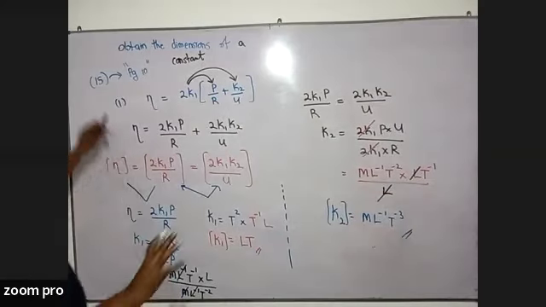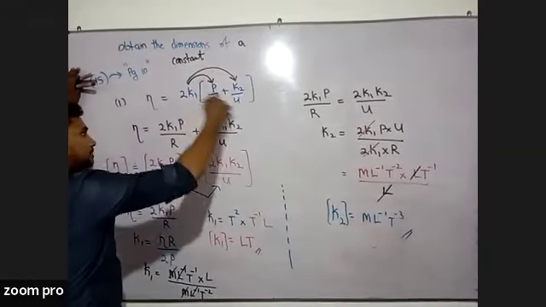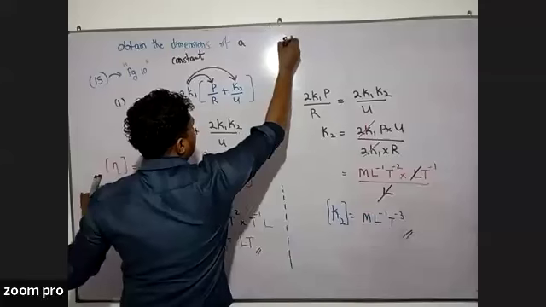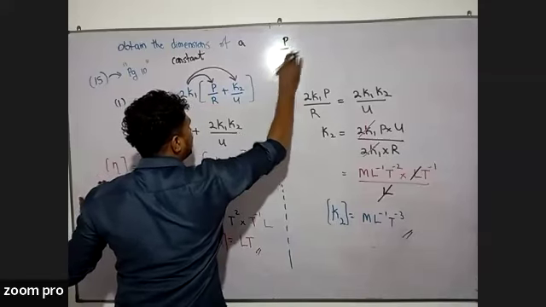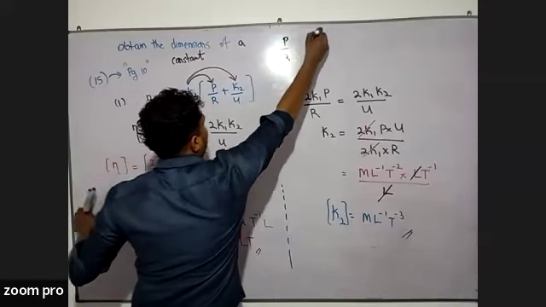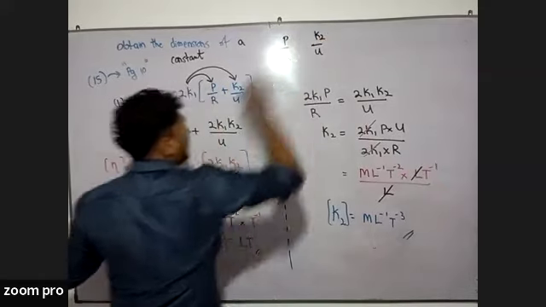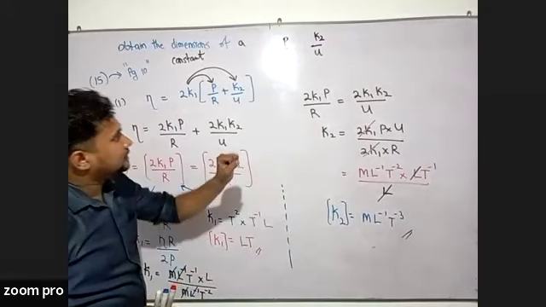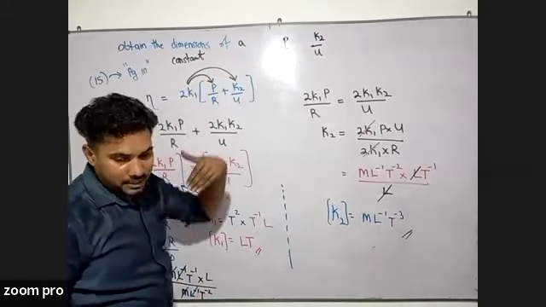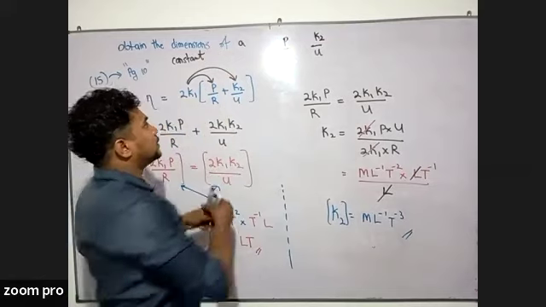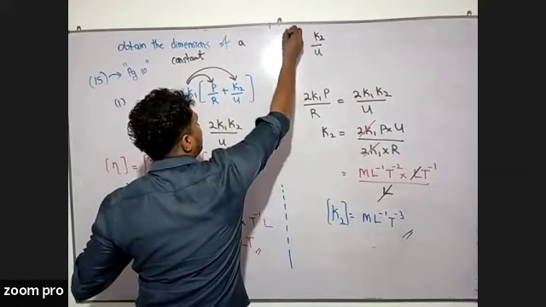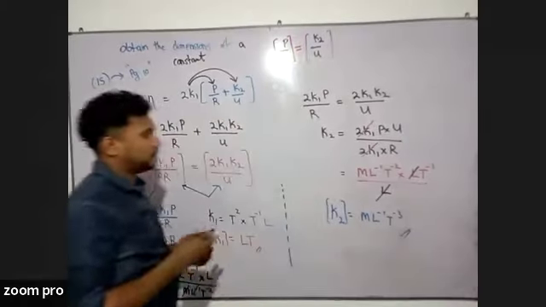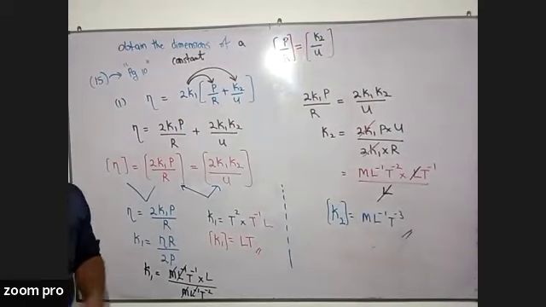Or guys, you can consider the terms inside the bracket, right? It is another method. Inside the bracket, it consists of p over r and k2 over u. I have mentioned to you that if there's a bracket, the terms inside the bracket can be equalized. Likewise, you can equalize the dimensions of p over r with k2 over u, right?